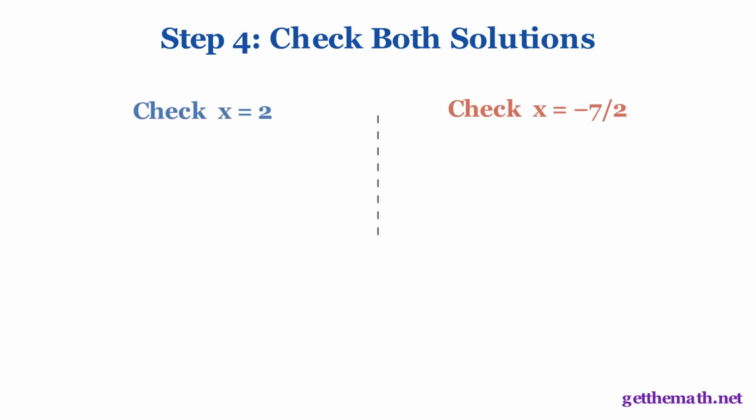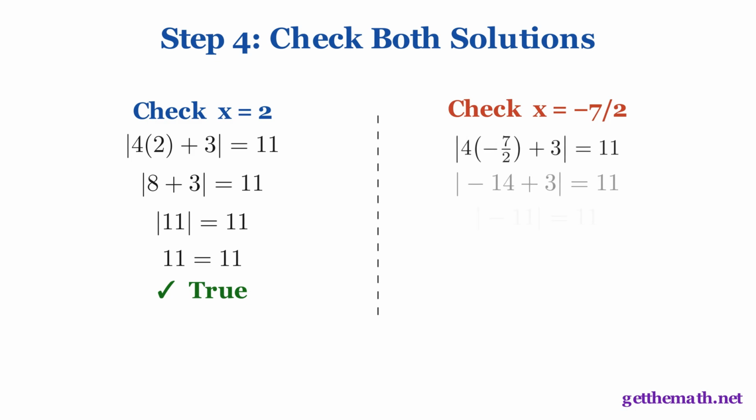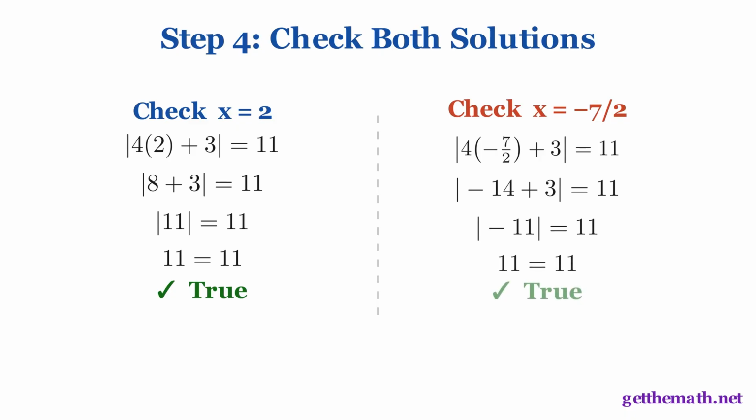Step 4, check both solutions in the original equation. Check x equals 2. Substitute into the absolute value of 4x plus 3. 4 times 2 is 8. 8 plus 3 is 11. The absolute value of 11 is 11. 11 equals 11. True. This solution works.